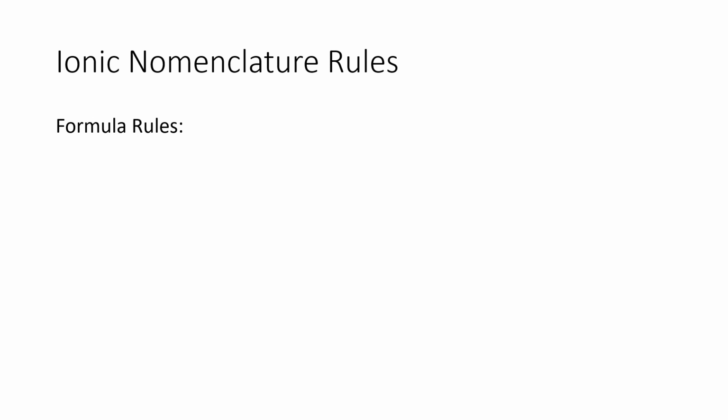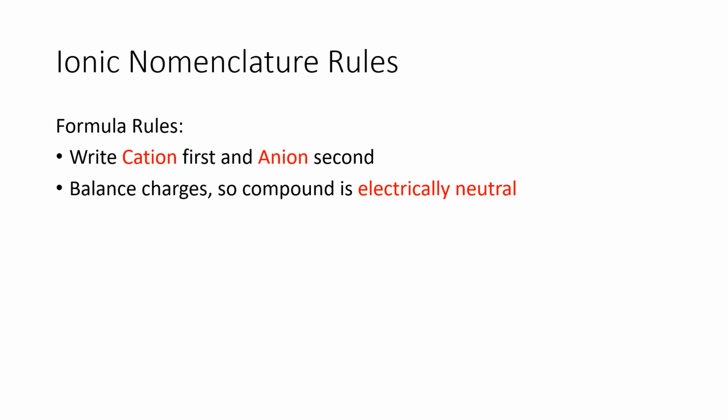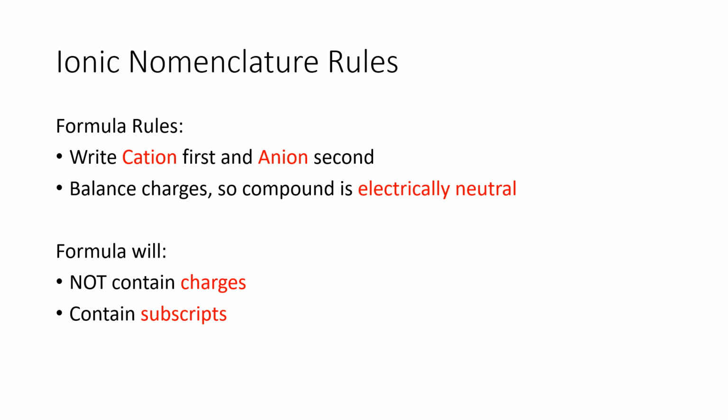Whenever we're writing formulas, you want to write the cation first with its charge and the anion second with its charge. You balance the charges so the compound is electrically neutral. Make sure that they cancel out. And the formula will not contain charges at the very end. It will only have the symbols and the subscripts. And the subscripts should be in the lowest possible ratio. So if it's a +2 and a -2, you're not going to have 2 subscripts that are 2. You would reduce those to be 1 and 1.